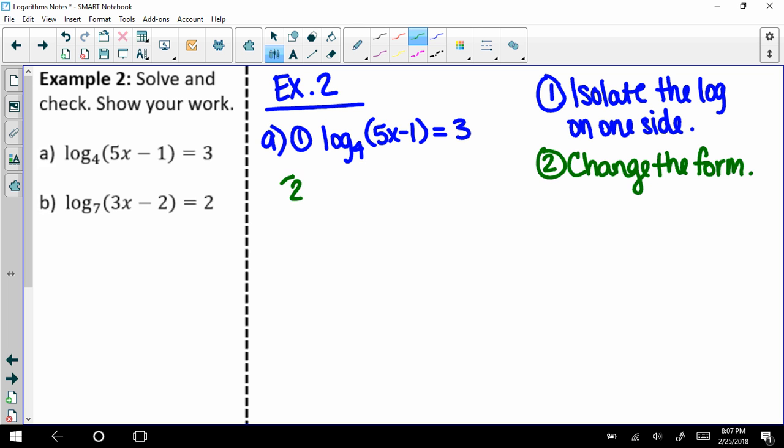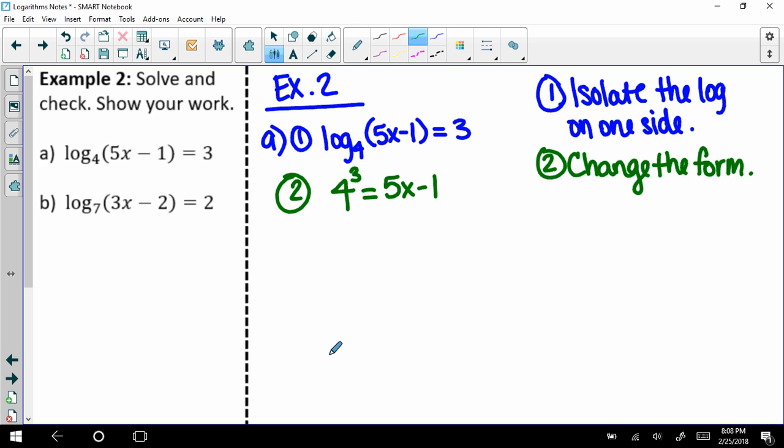Okay, so step 2. I'm going to change this into exponential form. So this is log base 4. So that means 4 is the base of my exponential equation. These two cannot be together. So the 3 is the exponent on 4. And then that's equal to everything that's inside the log, which is 5x minus 1.